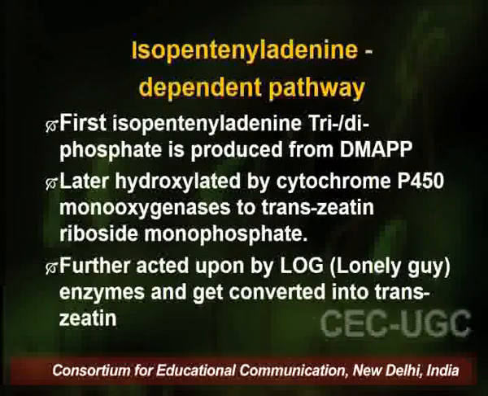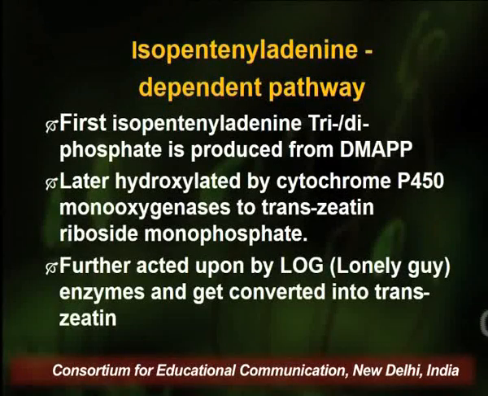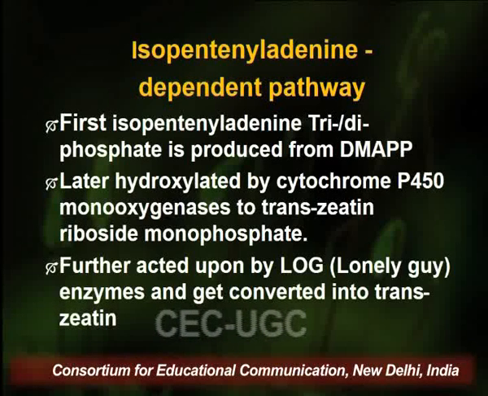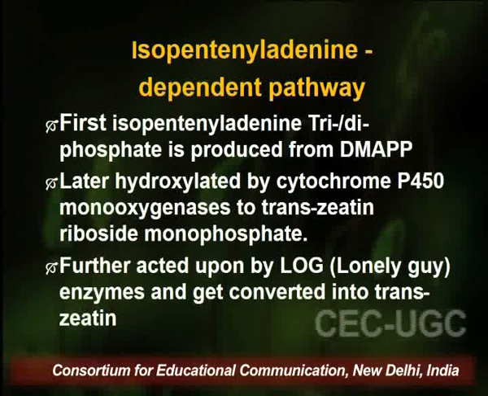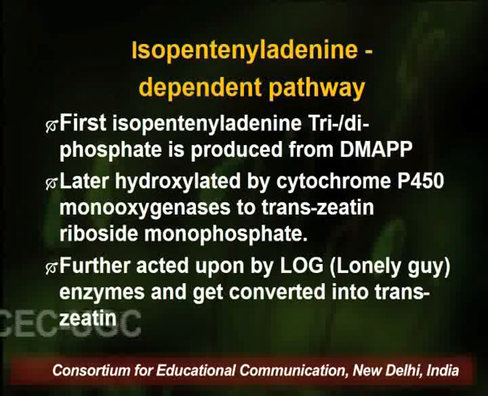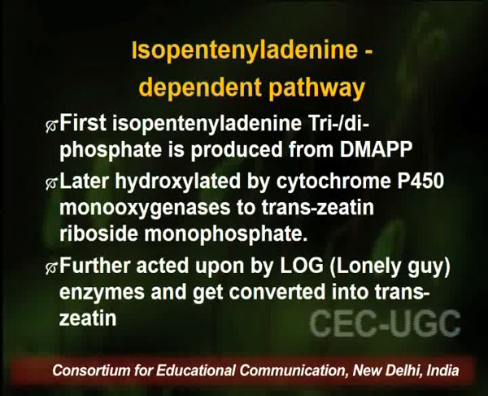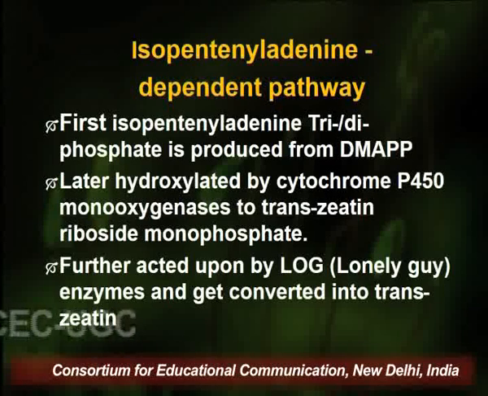Now we move on to the isopentenyl adenine dependent pathway. Initially it was found that isopentenyl tri- or diphosphate are produced from a common precursor, dimethylallyl pyrophosphate or DMAPP, which is produced through the mevalonic acid pathway. Now this DMAPP is acted upon by an enzyme, adenylate isopentenyl transferase, thereby producing isopentenyl adenine di- or triphosphate. If ATP is involved, then we get triphosphate. If ADP is involved, we get diphosphate.